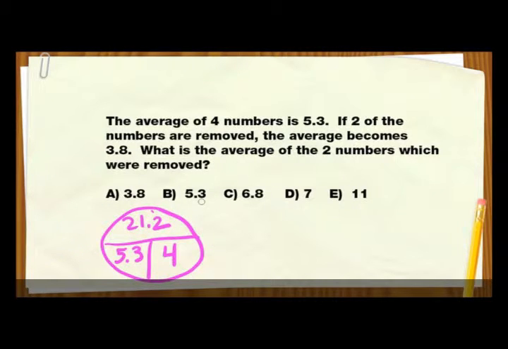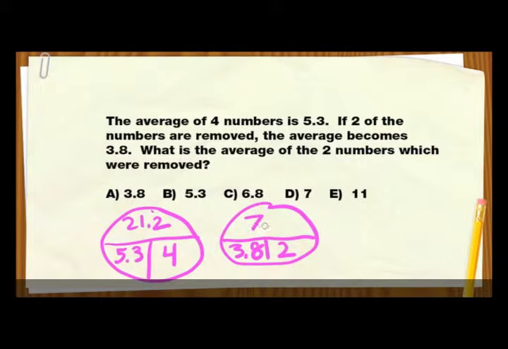Now, we're going to have to do a second tan chart, and that's how it's going to work on most of these. And this is going to deal with the second part of the question. If the 2 numbers are removed, we have 2 numbers left. So our number is 2, and it says the average becomes 3.8. So now our average is 3.8. To figure out the total, we would multiply 2 times 3.8, and we would get 7.6. So what we know is that when we had 4 numbers, they added up to 21.2. When we took 2 numbers away, the 2 numbers we're left with add up to 7.6.